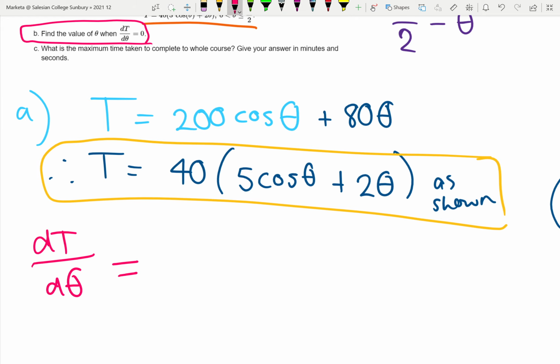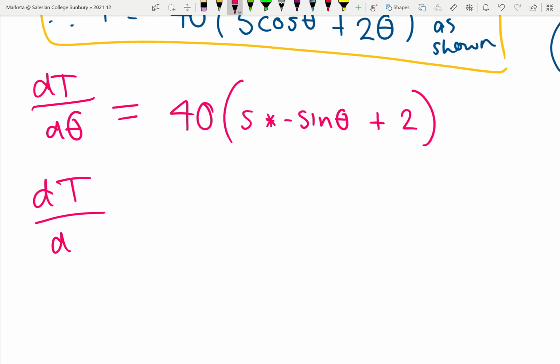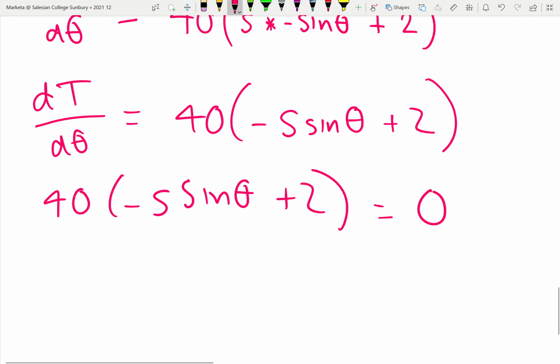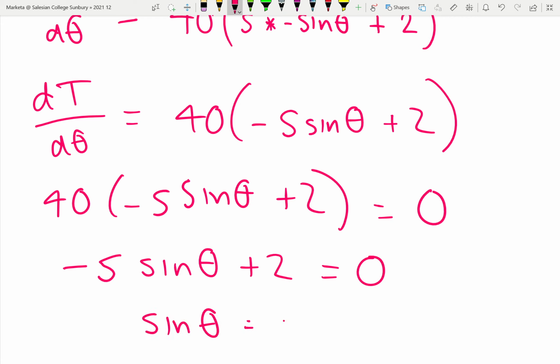Well, 40, that can stay the same. The 5 cos theta, that's 5 times negative sine theta, plus, well, that's going to be 2. So notice that we differentiated the same as if it was an x. So that's pretty straightforward. That's our derivative. And we want to find when that equals 0. So let's see, divide by 40 still equals 0. So we're going to get sine theta equals -2 over -5, which is 2/5.